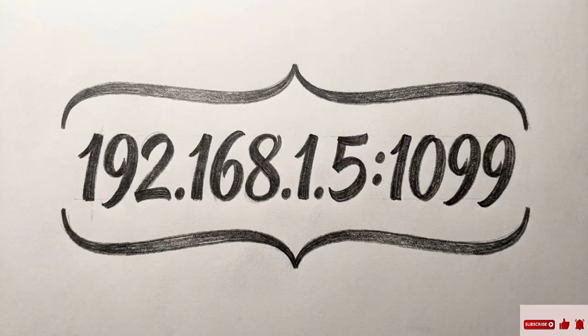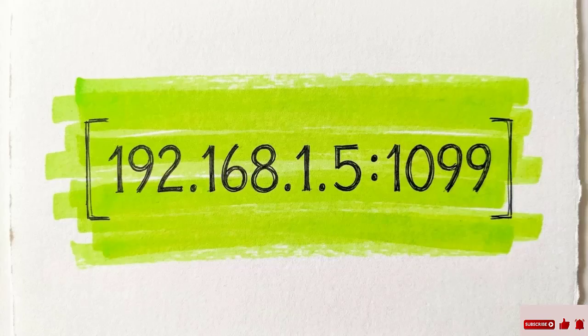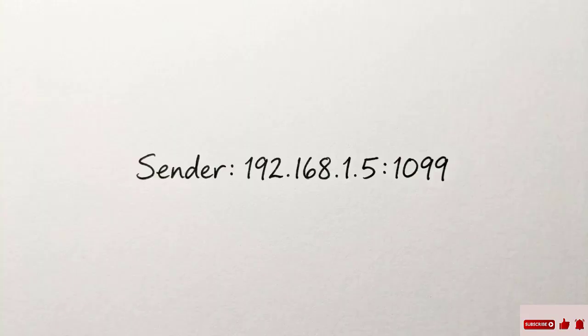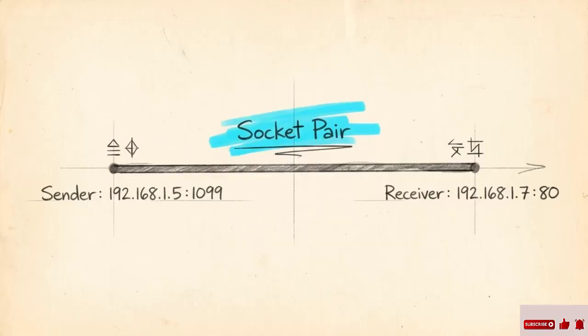The combination of a Layer 3 IP address and a Layer 4 port number is defined as a socket. A single socket is useless for two-way communication. The network requires a socket pair, a complete mapping that combines the sender's full socket with the receiver's full socket.